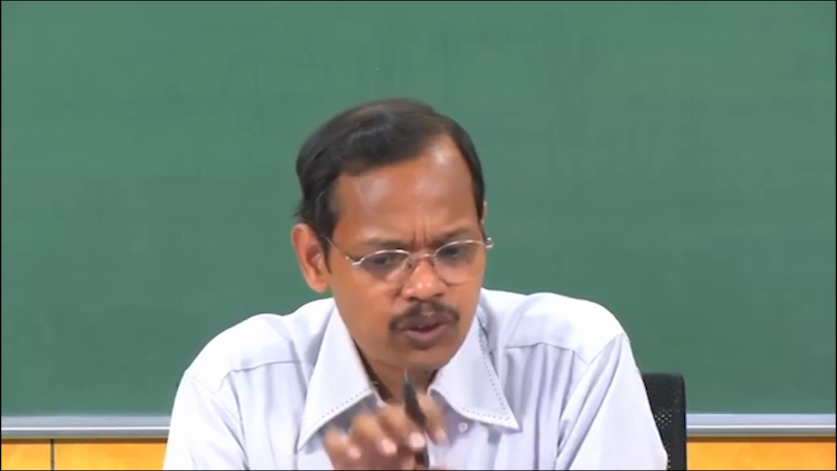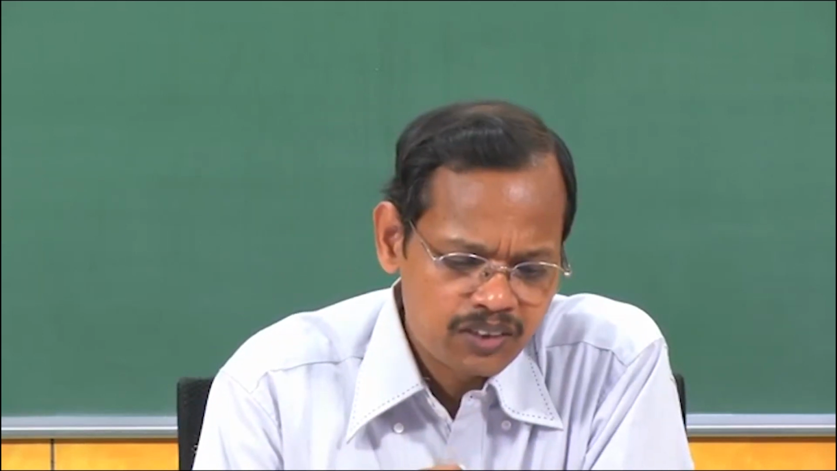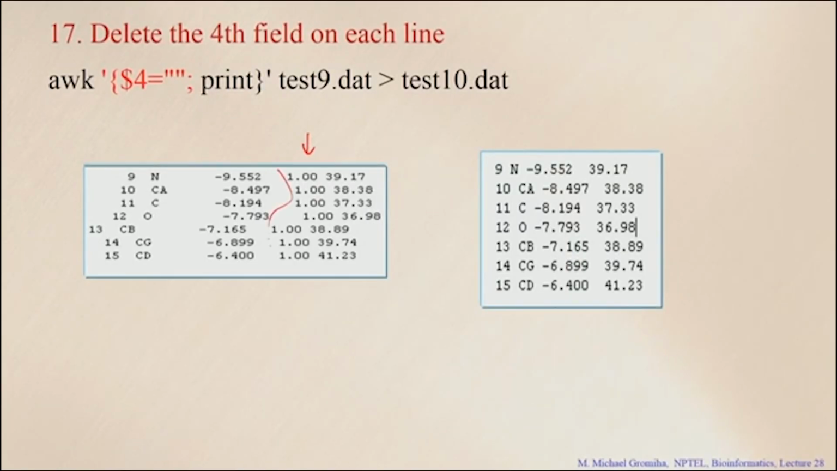So, if you want to delete the fourth field, for example, if you see this one, everything is 1. I do not want this information, I want to eliminate it. So, I want to delete the fourth field on each line. In this case you have to put awk, and this $4 is the fourth column, that should be empty. Then write the print test 9 not date, okay, this is test 9.